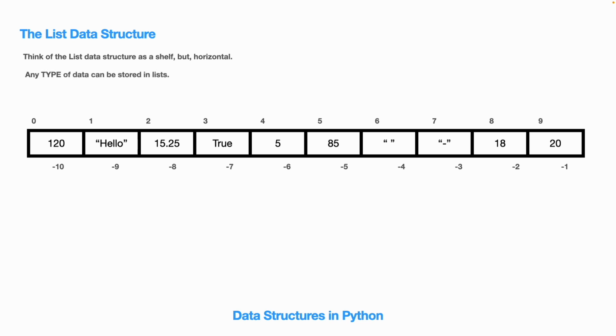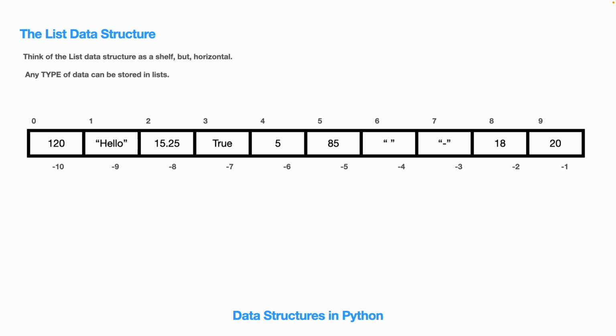Another really special thing about lists is that any type of data can be stored in lists. This means that you could store integers, booleans, floats inside a list. In fact, you could also store different data structures as an item of a list, and we'll be exploring that later in our course when we actually code out lists.